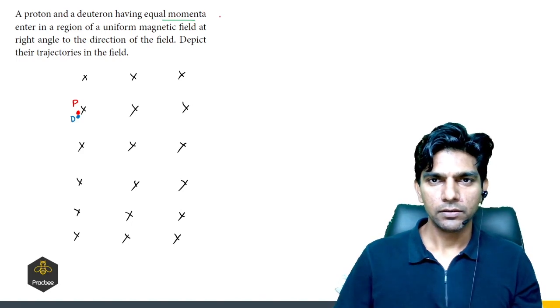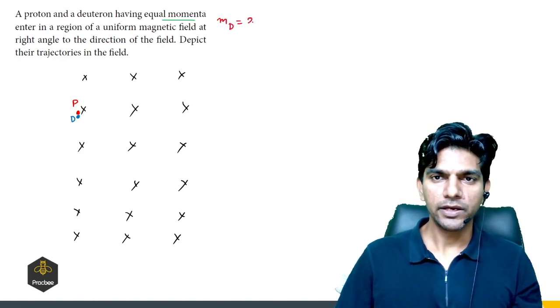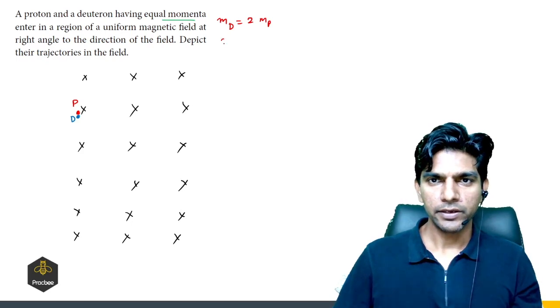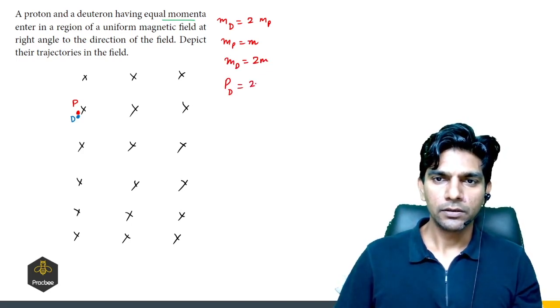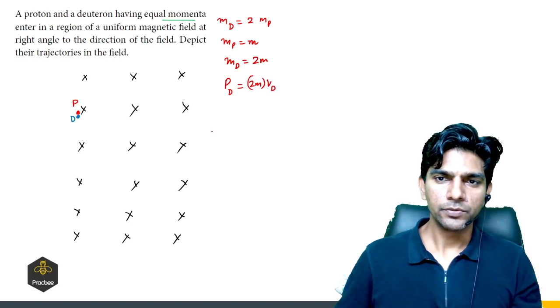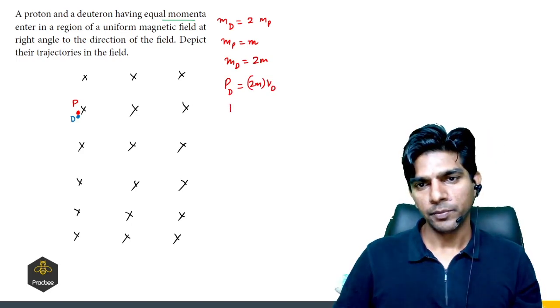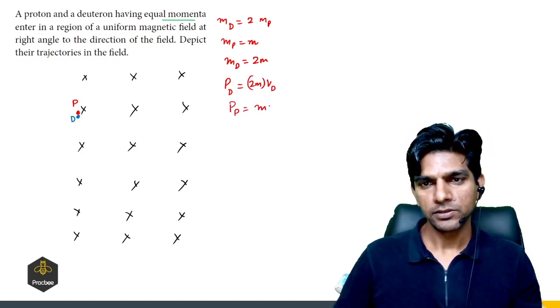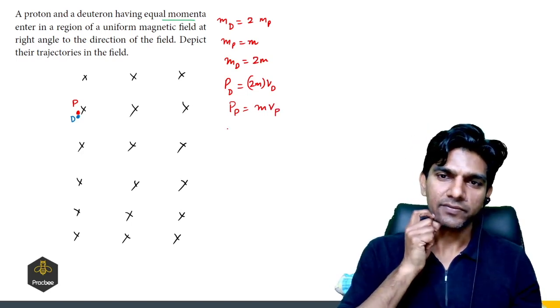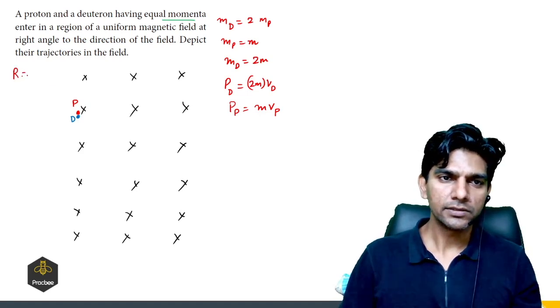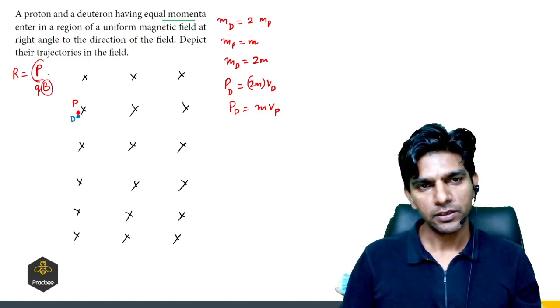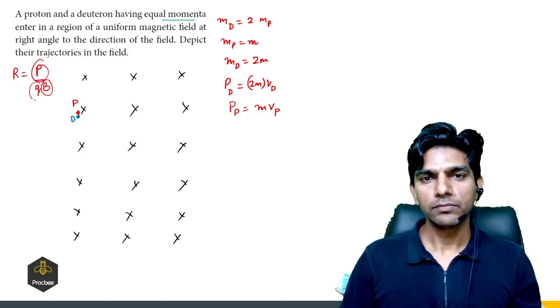And we know that mass of the deuteron is 2 times the mass of proton. So let me take mass of proton as m. So mass of deuteron will be 2m. So momentum of deuteron will be 2m times velocity of deuteron, and momentum of proton will be mass times velocity of proton. Since they have the same momentum, okay, right. So let us find the radius. So radius is momentum divided by qB. So magnetic field is same, momentum is same, and they have the same charge, right?